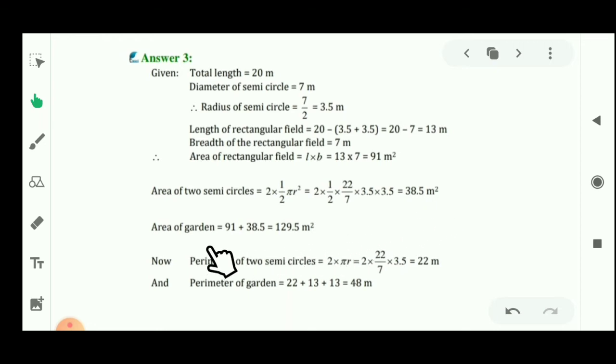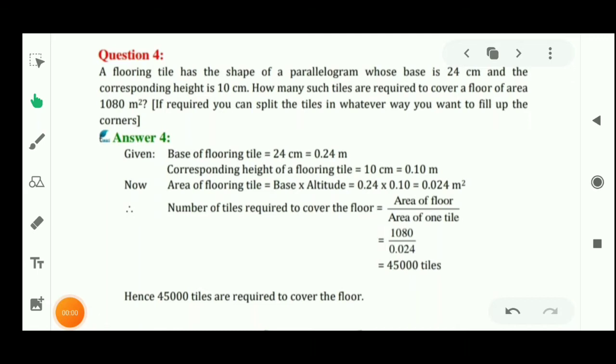Now students, what will be the area of the garden? That means 91 plus 38.5. 91 is the area of the rectangular field and 38.5 is the area of two semicircles. That means the total area of the garden is 129.50 meter square. Now students, we have to find out the perimeter of the two semicircles. The perimeter of the semicircles formula is 2 multiply pi r, that means 22 meter. So the perimeter of the garden will be 22 plus 13 plus 13, that means 48 meter.